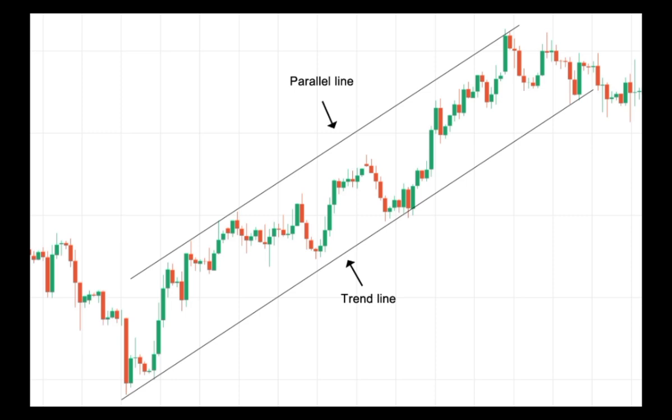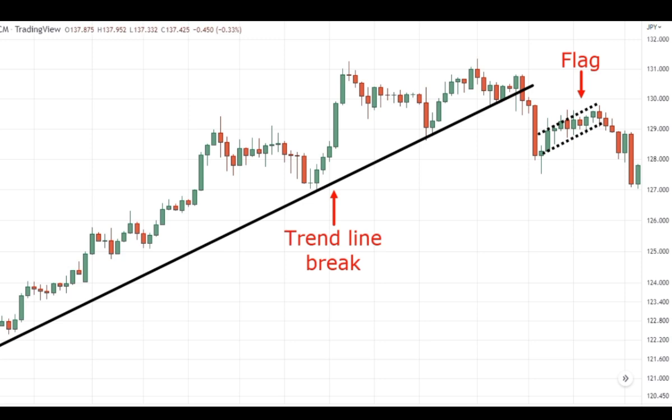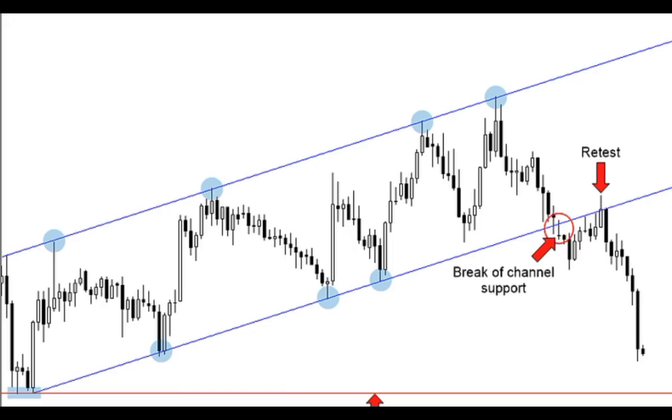Another common mistake is jumping into a trade too early after a trend line break. Always wait for confirmation. For example, after the break, wait for a retest or a strong candlestick pattern to confirm the new trend direction. Let's take a look at some real-world examples.